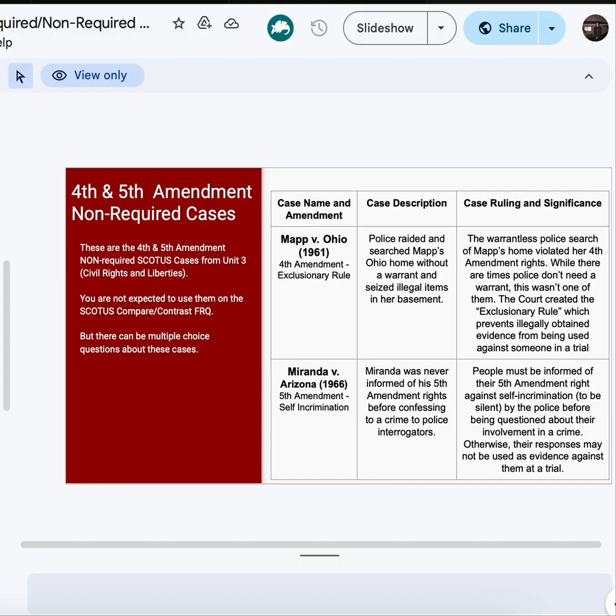It also established the Miranda warnings used by police today, as I said a few seconds ago. It also strengthened protections against self-incrimination during interrogations.